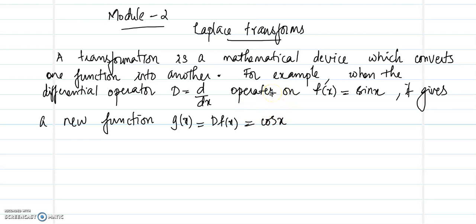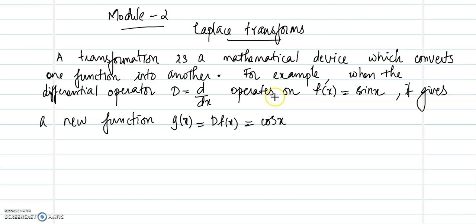So we have an input function and we have an output function, and there is an operation which defines a particular transformation. So a transformation is any conversion from one function to another function. Now in Laplace transform, in the same way, we will have a transformation of a function f of t, which is defined for all t greater than or equal to 0.